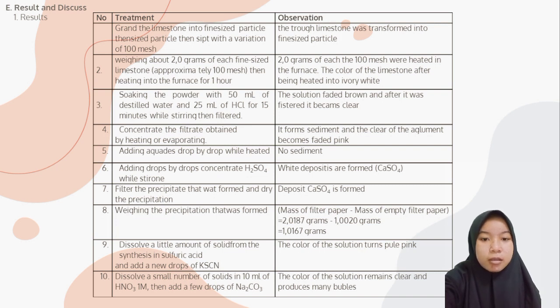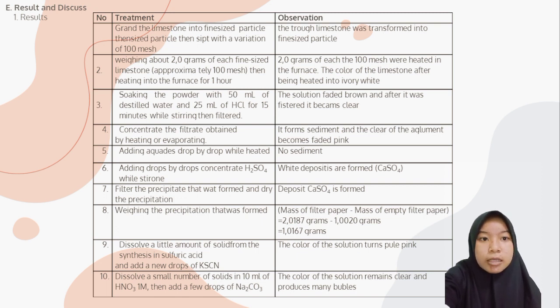E. Result and discussion. 1. Result. 1. Treatment: grind the limestone into fine particles, then sieve with 100 mesh. Observation: the limestone was transformed into fine particles. 2. Treatment: weigh about 2.0 grams of the fine-sized limestone, then heat in the furnace for 1 hour. Observation: the 2.0 grams of 100 mesh limestone were heated in the furnace. The color of the limestone after being heated is ivory white.